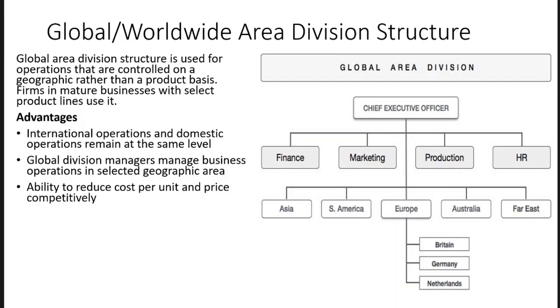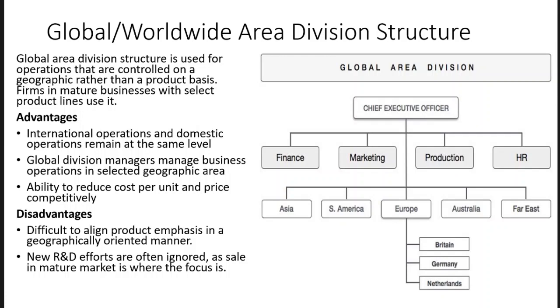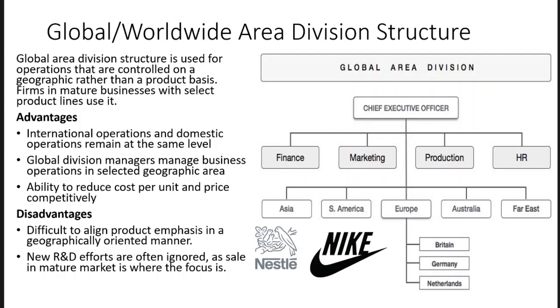Ability to reduce cost per unit and price competitively. The disadvantages are that it is difficult to align product emphasis in a geographically oriented manner, and new R&D efforts are often ignored, as sales in mature markets are where the focus is. A very good example of this is Nike and Nestle, where they are very area oriented and the product is distributed in accordance with the specific situation.